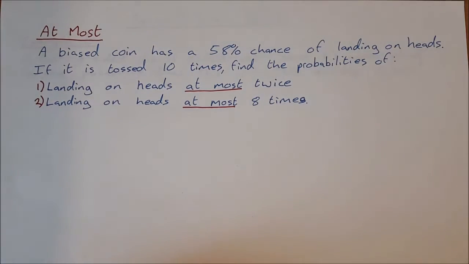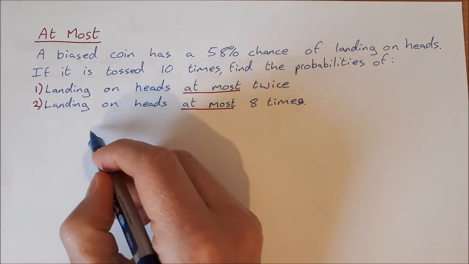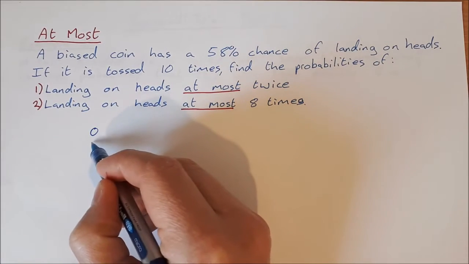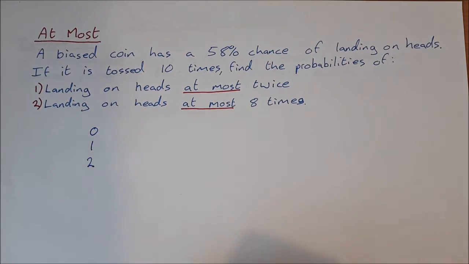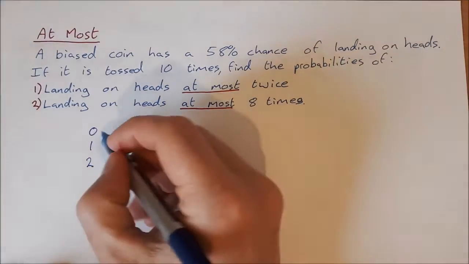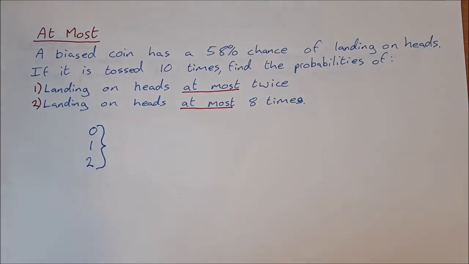Okay, so let's have a look at "at most twice." At most twice means we can have 0, 1, or 2. We can't have 3, 4, 5, 6, 7, 8, 9, or 10. So it should be clear that I'm just going to calculate the 3 of these probabilities here and add them together.